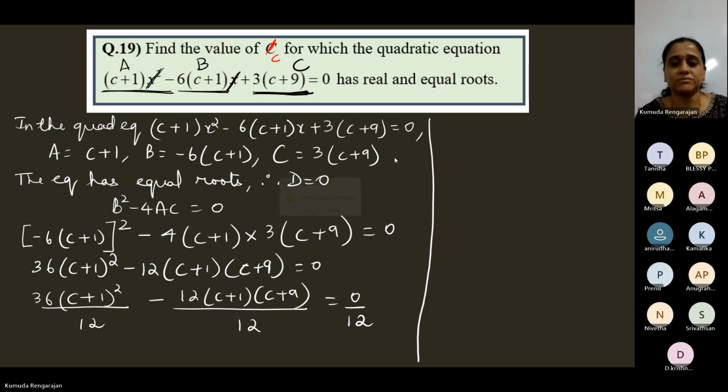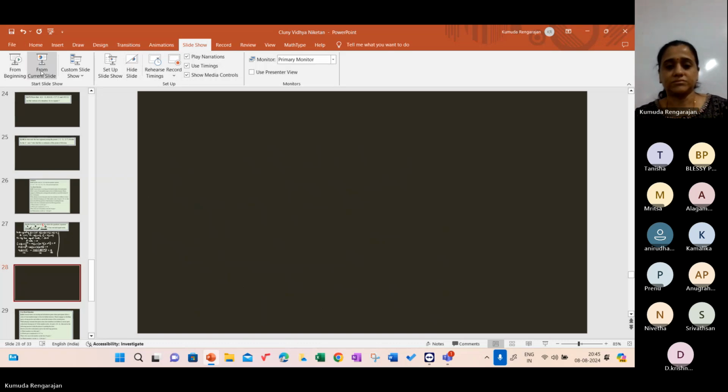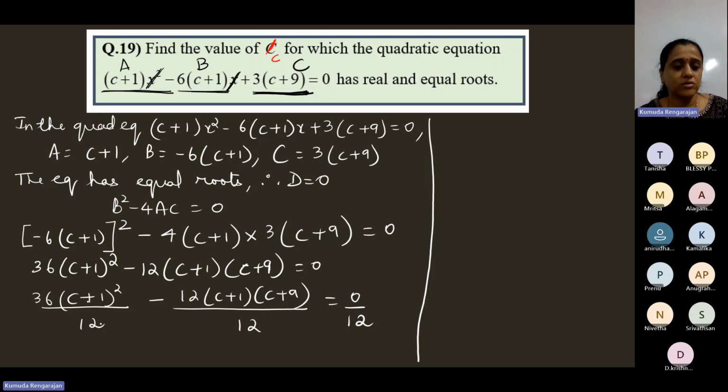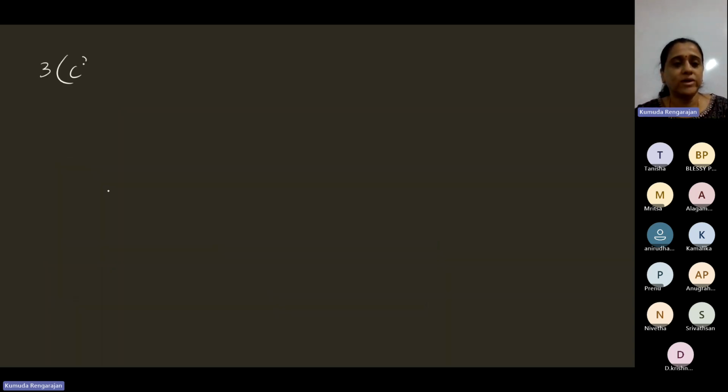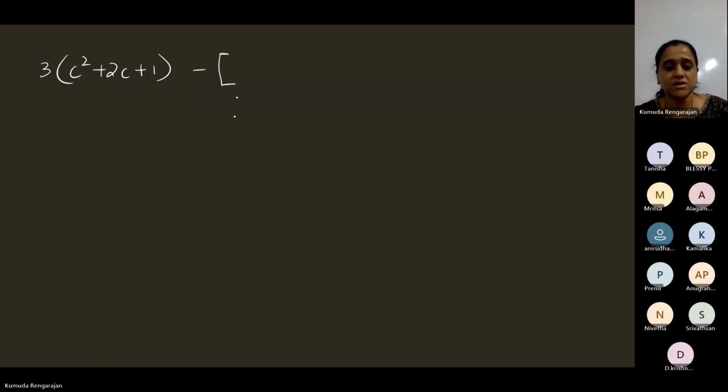So we have, it will be 12 ones are 12, 12 threes are 12, and 12 cancels. And here 0 by 12 is 0. So 3 into c plus 1 the whole square. So it is 3 into c square plus 2c plus 1. When you expand, c plus 1 the whole square is c square plus 2c plus 1, minus c plus 1 into c plus 9.